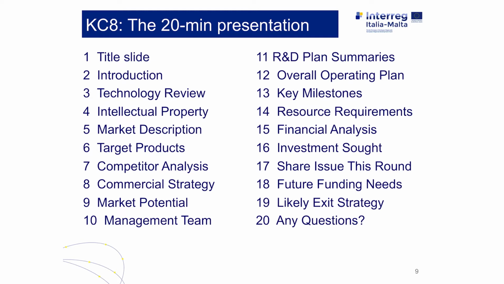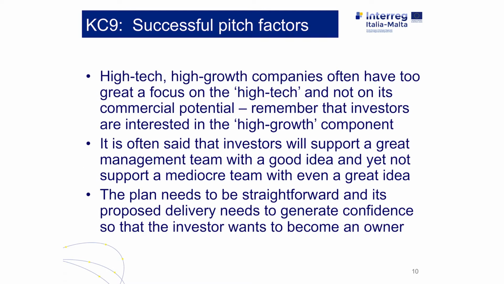What do we have to do? Number 11, R&D plan summaries. And then what is the way we're going to do that? The overall operating plan and the key milestones. And then what do we need? Number 14, the resource requirements. 15, financial analysis. 16, investment sought. 17, share issue this round. 18, future funding needs. And 19, the likely exit strategy. With 20, simply asking if there are any questions. We found this sequence to work very well in a 20-minute presentation to business angel investors.